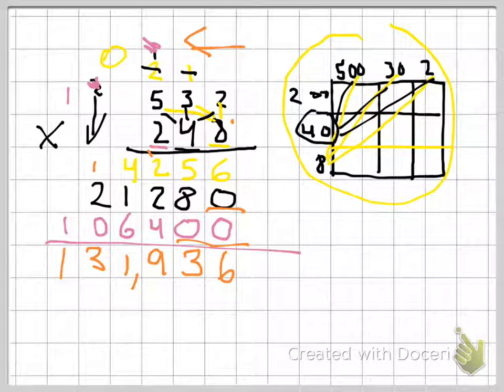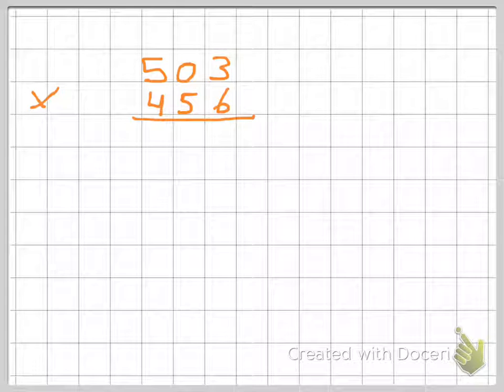Also, notice I'm using graph paper. It keeps my life straight. I've put graph paper out for you to use. You have your Smart Pals to use, but it really helps keep you organized. Let's do one more problem. Okay, 503 times 456. I would like you to pause the video and try this on your own.